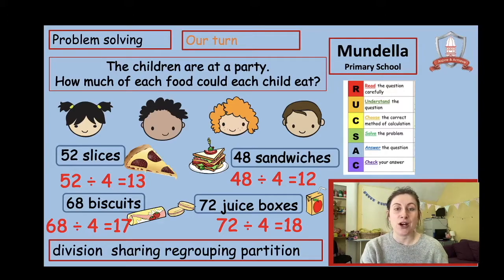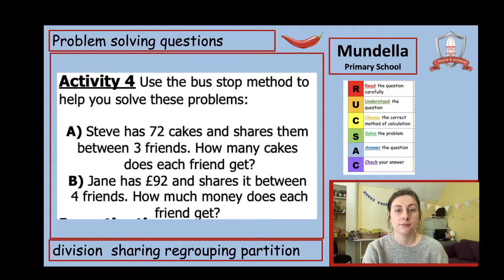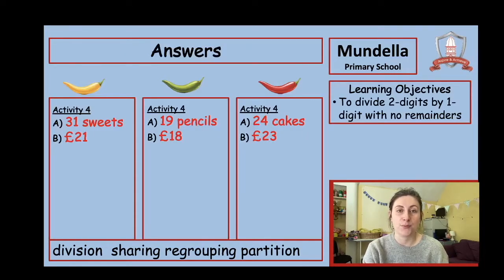Okay, now it's time for you to answer some more questions. There's 3 levels of challenge: mild, spicy and extra hot. Pause the video on the activity you want to complete. Make sure you use the bus stop method and then press play when you're ready to mark your work. Let's see how you got on. Here are your answers. Pause the video, mark your work and then press play when you're ready to continue.